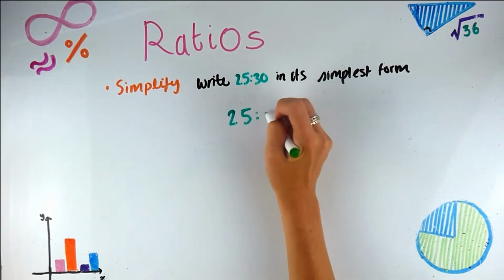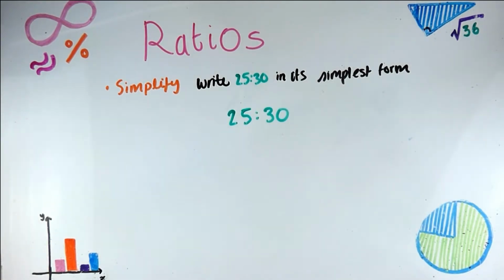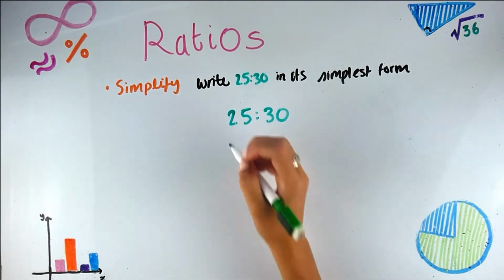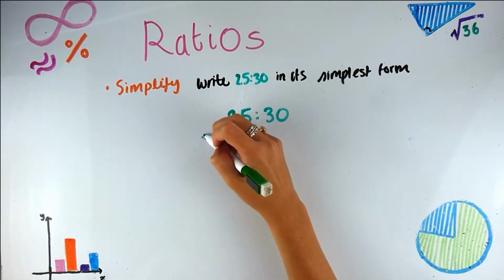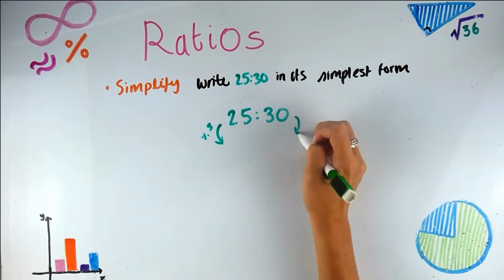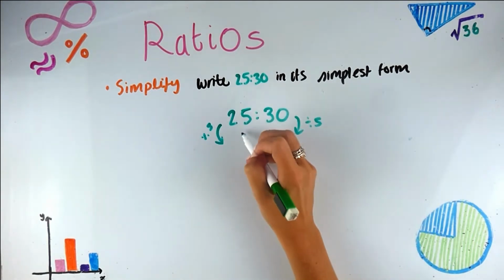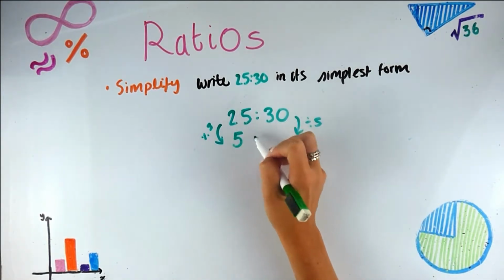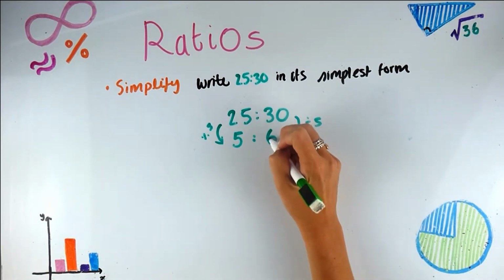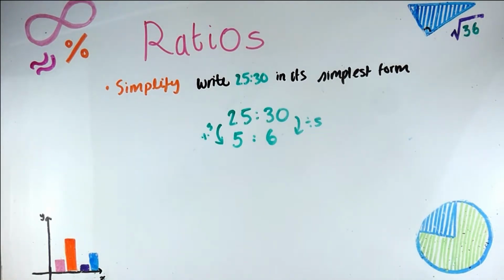So here we have the ratio. We want to think of a number that goes into both. We can think of 5, because it goes into both of these. We can divide both by 5. Make sure you do it on both sides. So 5 goes into 25 5 times, and 5 goes into 30 6 times. Just like that. And that's as far as we can go. So done, simple as that.